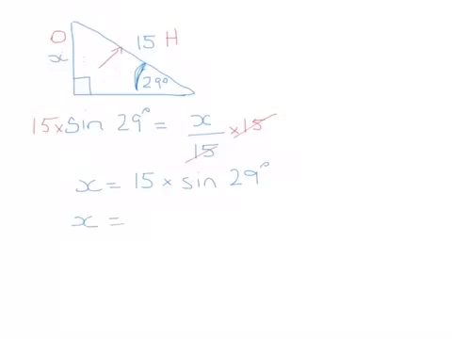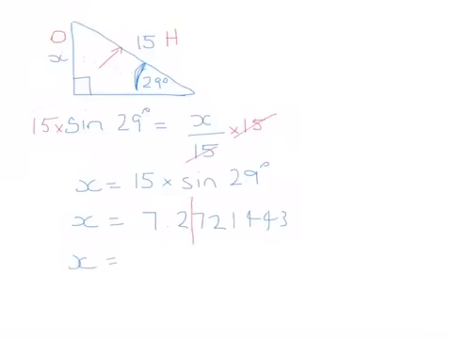On your calculator, make sure that it's in degree mode, so there should be a little D on your screen, not an R or a G, otherwise you have to change the mode. You'll type in 15 times sine 29 and you'll get 7.2721443.